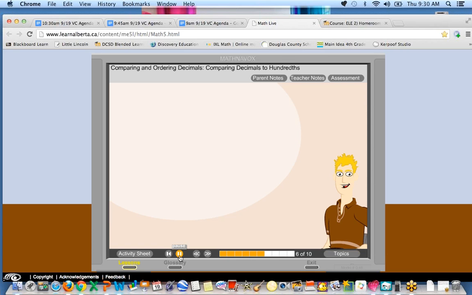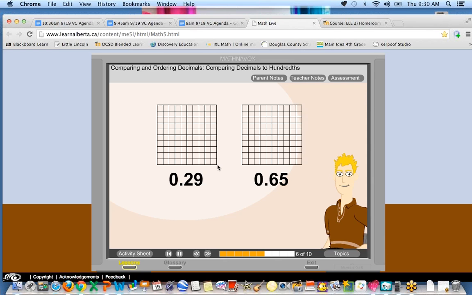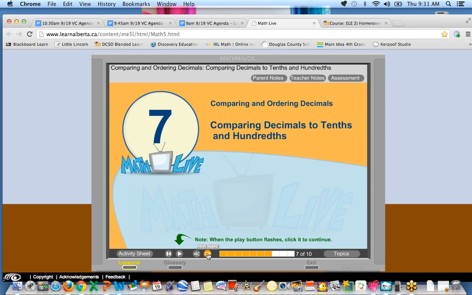Let's compare the numbers 0.29 and 0.65. Once again, we'll show these numbers on 100 grids. The first number, 0.29, is also expressed as 29 hundredths. All right, guys, type into the chat which number is greater. Yep, perfect. 0.65. We can fill in 29 of the squares.